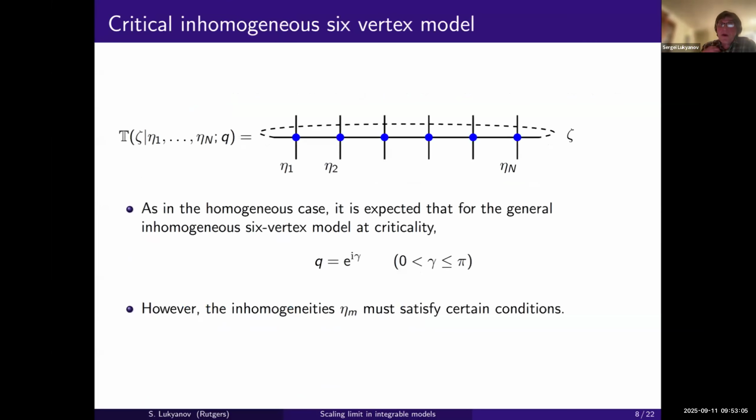Okay, but what about the inhomogeneous six-vertex model? In this case, it turns out the model is critical under the necessary condition that, it's not proven, but it's expected, we still need to require that q is unimodular. So again, it's given by the same formula as in the usual six-vertex model. But the inhomogeneities should satisfy a certain set of conditions, because in general the models are not critical.